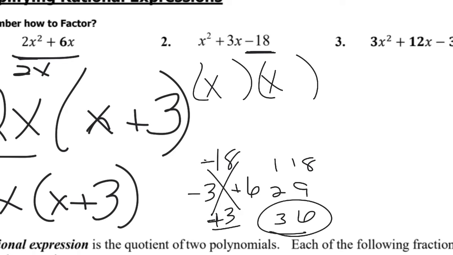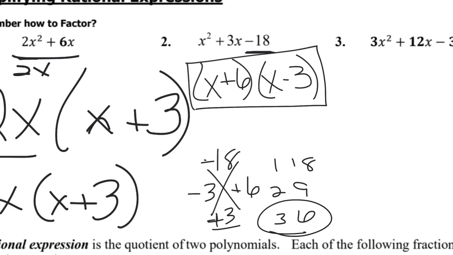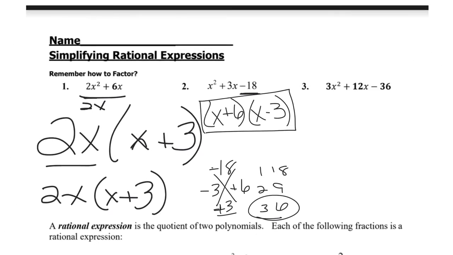If you do not remember this, look back at notes or look up a YouTube video about factoring, or go into Khan Academy and look at factoring. If you need to, we can meet with you. But you might be able to just look at some notes. So this is our answer: x plus 6, x minus 3.